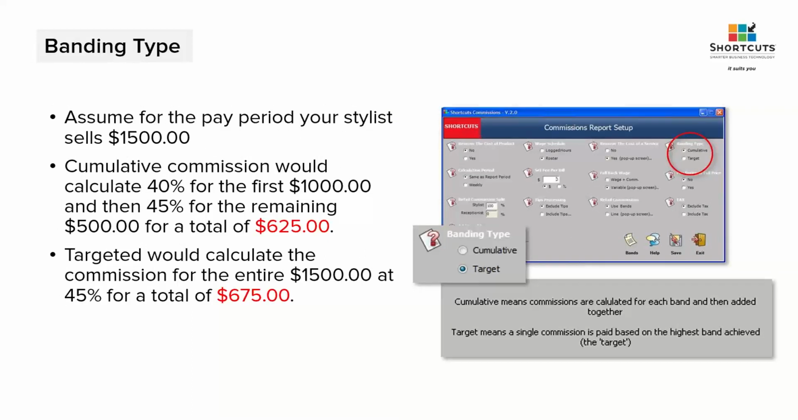So this is the example that we have. In this case, it's the 40-45%. If it was cumulative, and the staff did, let's say, $1,500 worth of services, and I had two different rates, 40 and 45%, the staff on cumulative would get $625 for their commission. If they hit their target instead, it would be $675. So if you want to make adjustments, that's going to be based on your banding type.